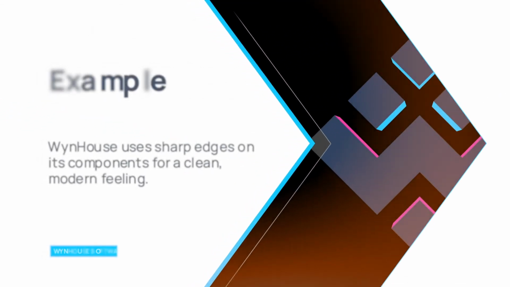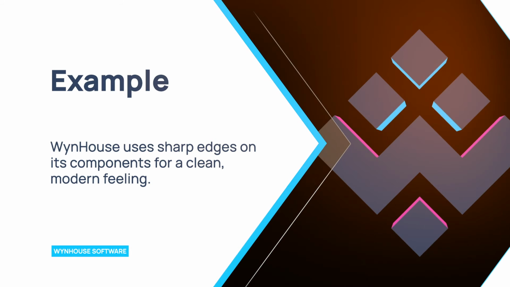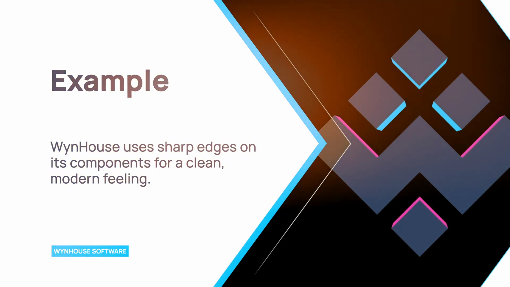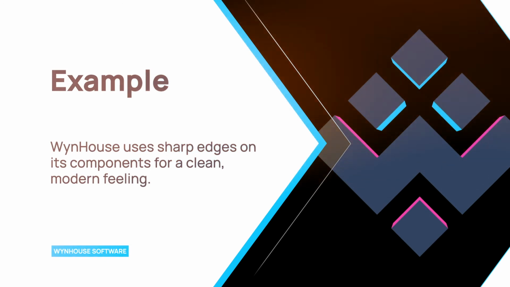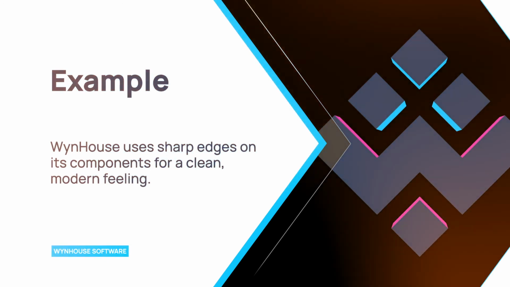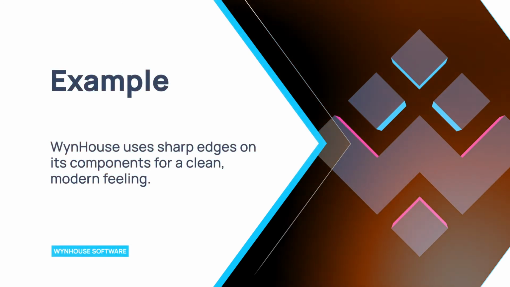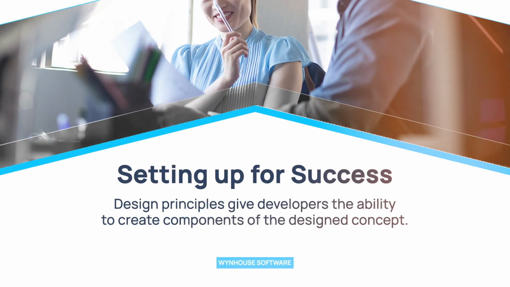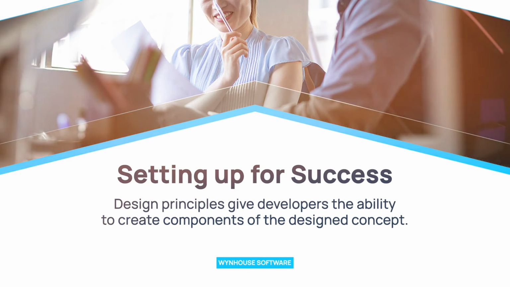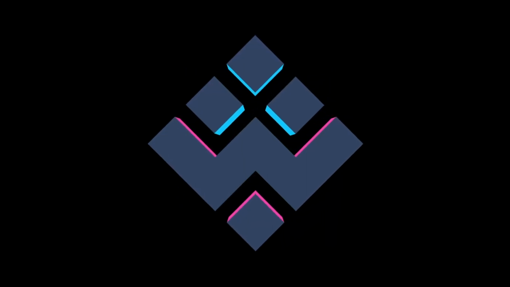Let's use WynHouse Software's design principles as an example. WynHouse uses sharp edges on its components to provide a clean, modern feeling. WynHouse uses dividing lines of 3 pixels off-center with text to create additional grid structure to the design. Design principles and usage definitions give developers the ability to take the reins and create components outside of the design's concept.